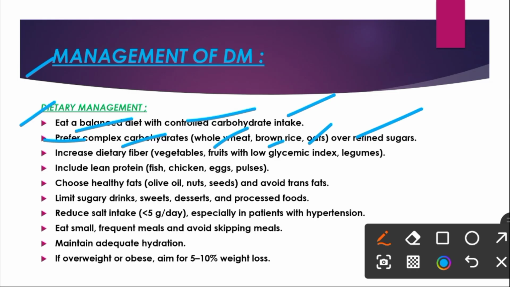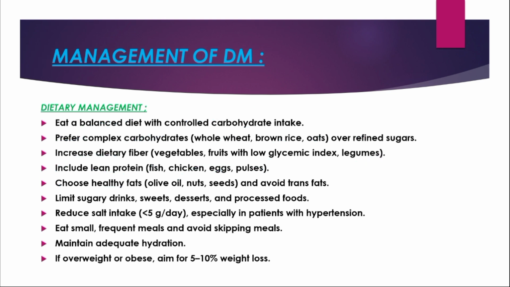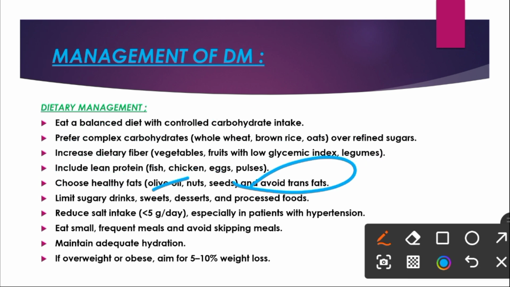Similarly, we also advise the patient to increase the dietary fibers such as vegetables, fruits, and low glycemic index legumes, and also include in the diet the lean proteins that are present in the fish, chicken, eggs, and pulses. Choose or consume the healthy fat such as present in the olive oil, nuts, seeds, and avoid the trans fats. Limit the sugary drinks, sweets, desserts, and the processed food. Also reduce the salt intake, especially in patients having hypertension and diabetes.